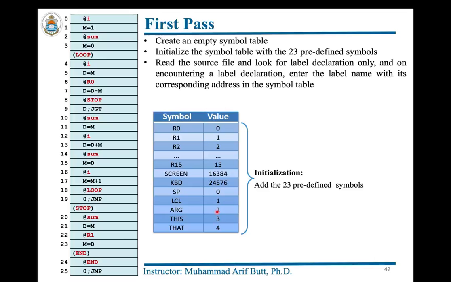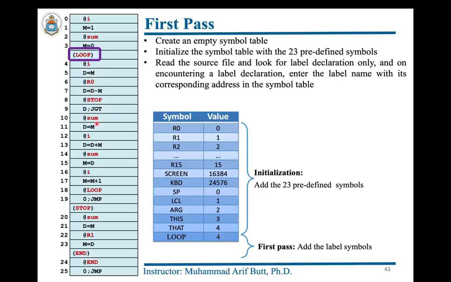Anyways, once we are done with initializing the symbol table with these 23 predefined symbols, we will start reading this input file line by line. We will look for the label declarations only, and meanwhile, if we come across any A or C instruction, we simply increment a line number counter. So this 0, then we have 1, then 2, then 3, and then 4. At line number 4, here we have a label declaration called loop. So we put its entry in the symbol table, assign the address of the next instruction, that is 4, to it, and move ahead.